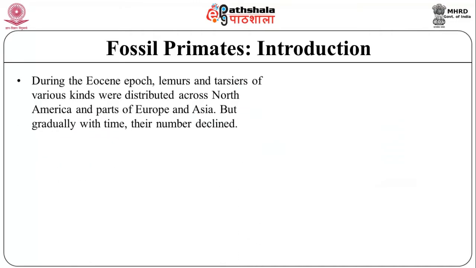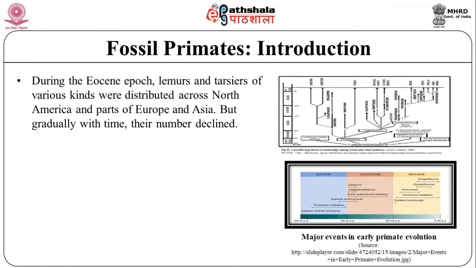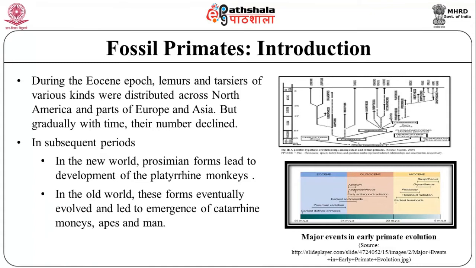During the Eocene epoch, lemurs and tarsiers of various kinds were distributed across North America and parts of Europe and Asia. But gradually, with time, their number declined. In subsequent periods in the New World, prosimian forms led to the development of the Platyrrhine monkeys, and in the Old World, these forms eventually evolved and led to the emergence of Catarrhine monkeys, apes, and man.